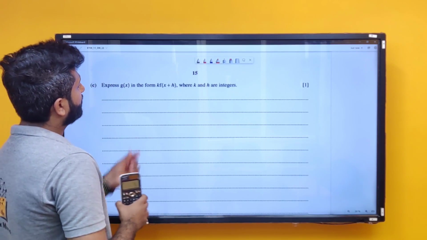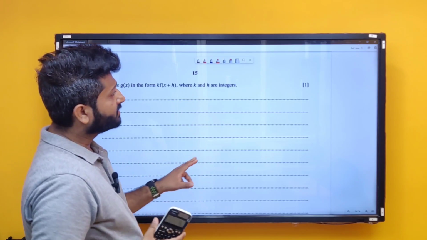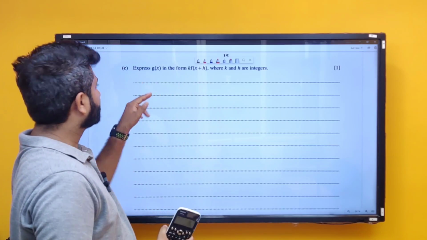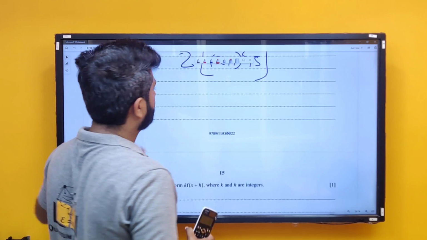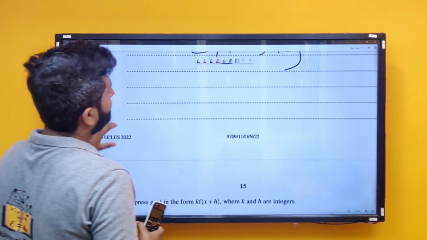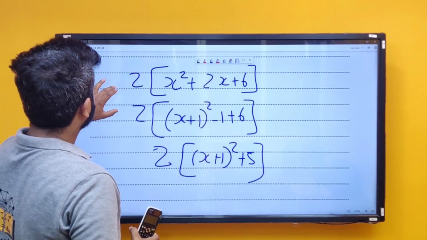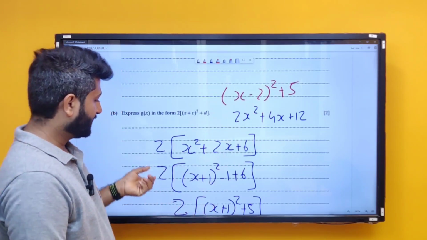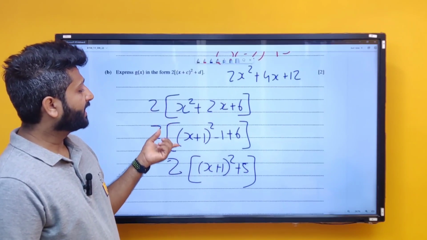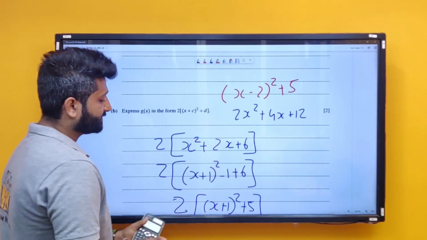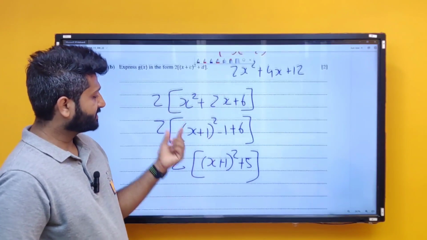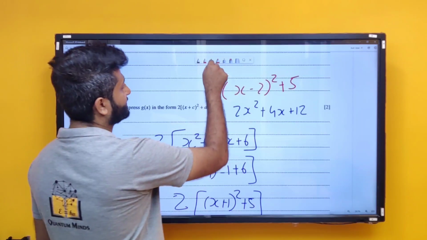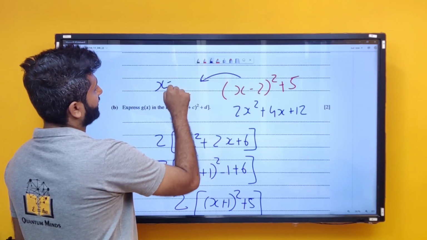Express g of x in the form of k f of x plus h. It means, what they want to say is what changes can we make in f of x in order to get g of x? I think they are pretty visible. See, this is my f of x and this is g of x. So first let me replace this x. See, this is x minus 2 and this is x plus 1. So in order to get x plus 1 here, I'll have to replace this x with x plus 3.